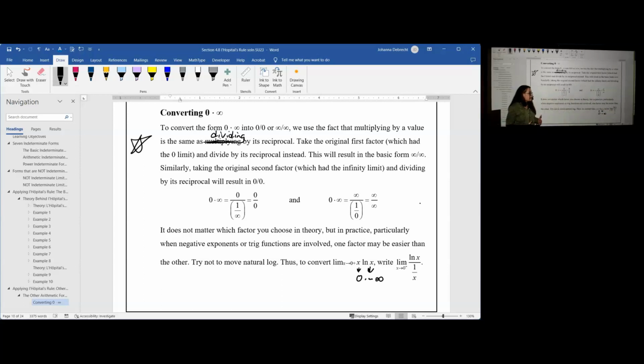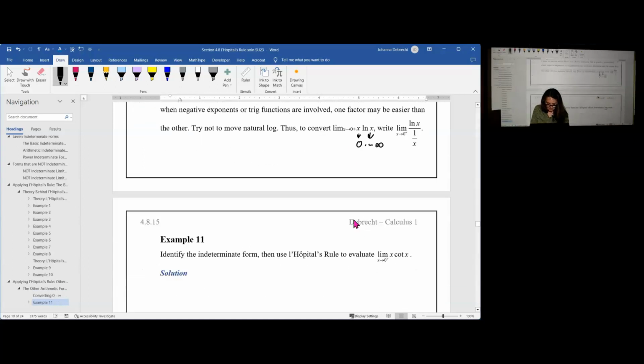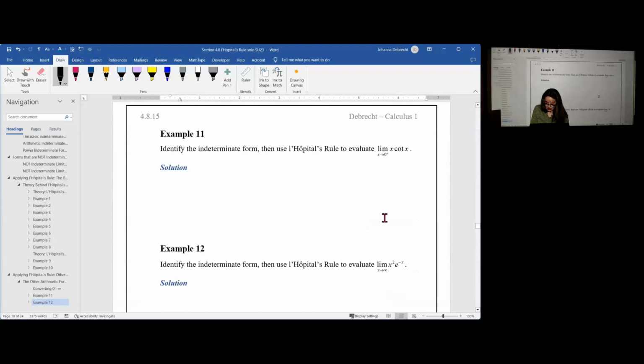Then we will again evaluate, and in this case, as x goes to 0, I get infinity over infinity, negative infinity over positive infinity. Let's go ahead and apply this version of L'Hopital's rule now. We're going to identify the indeterminate form, then use L'Hopital's rule to evaluate, as we've done before. In this case, I'm substituting 0 from the right in place of my variable x.